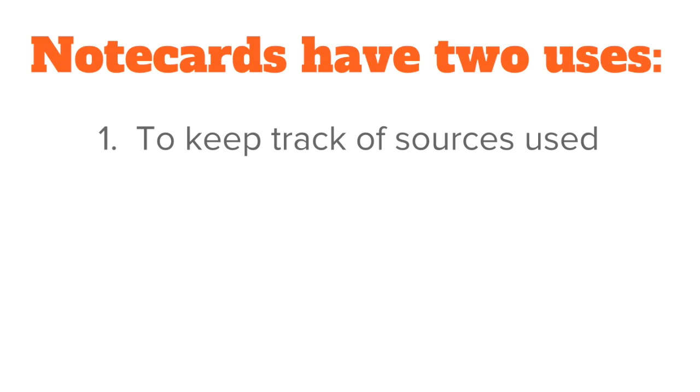The first is to keep track of the sources that you're using so that you don't mix up where information comes from. And that's what a lot of you guys did during the Civil Rights Movement project, is you forgot to identify where your evidence came from. And that's going to be really important anytime you do a large research type project.